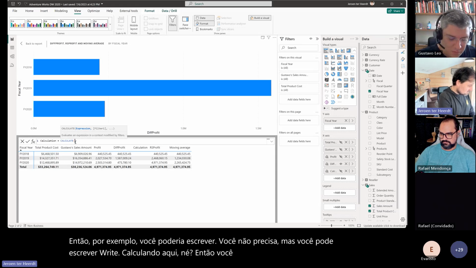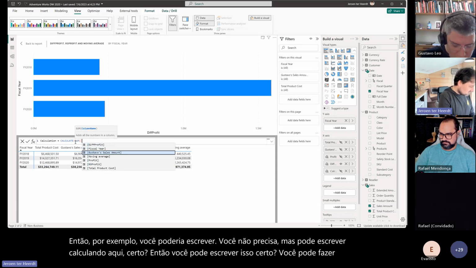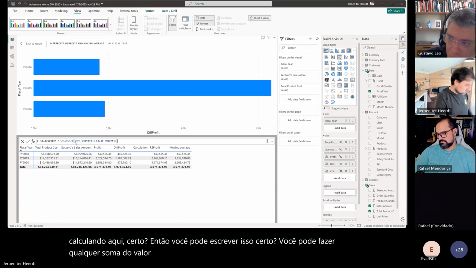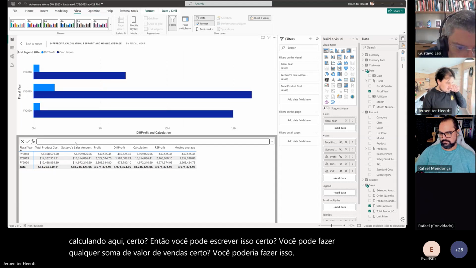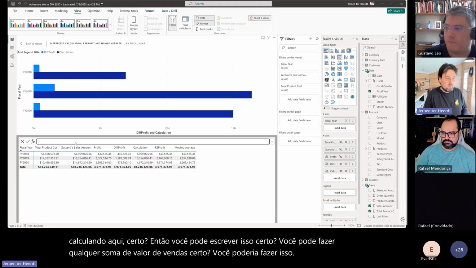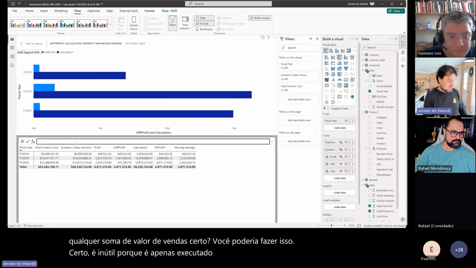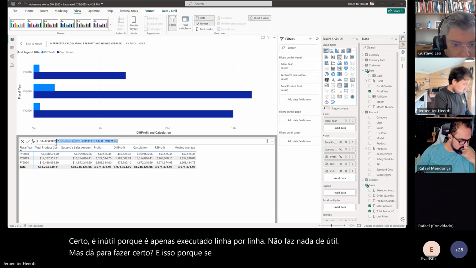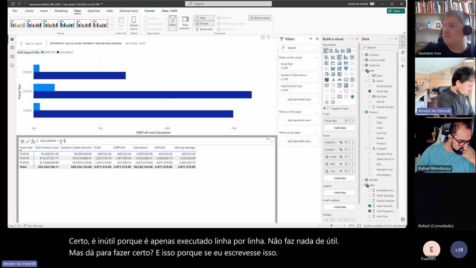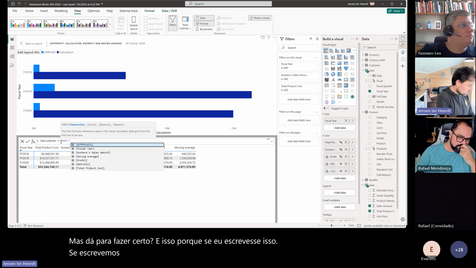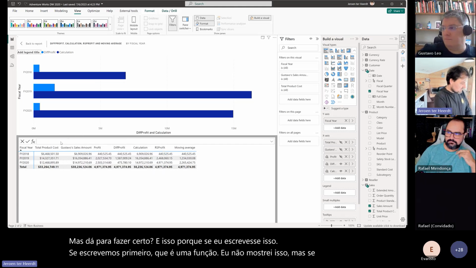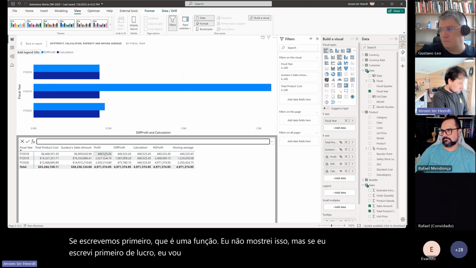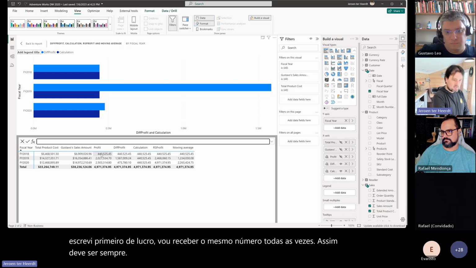You can do whatever, sum of sales amount, right? You could do this. It's useless because it's just executed row by row. It doesn't do anything useful, but you can do it. If I wrote first, which is a function I haven't shown you yet, first of profit, I will get the same number every single time. So this should always be 4, and that number is just repeated everywhere.